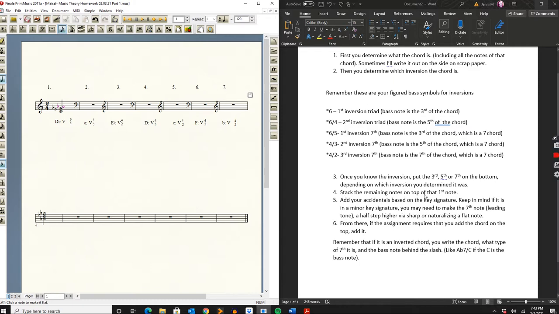So we've stacked our remaining notes. I added my accidentals as we go. If you want to add them after you've put in your notes, feel free. As long as your accidentals are in there, that's all that matters. Keep in mind, if it is a minor key signature, you may need to take the 7th note, which is the leading tone, and raise it a half step, either by sharpening it, or if it's a B flat, then turning it into a natural.